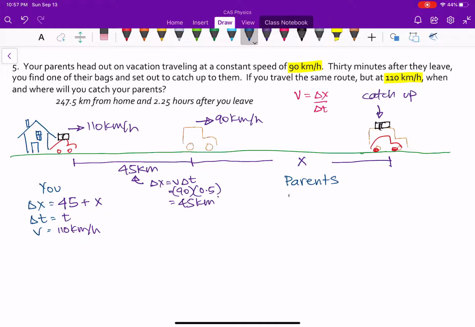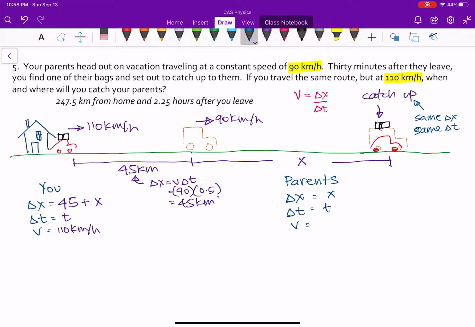Okay, so again, same variables: delta X, delta T, and V. Now, how far do your parents travel? We've already taken into account this 45 kilometers. It's almost like we're starting the clock once you leave the house, not once your parents left the house. So in this case, your parents only have to drive an additional distance of X because they're already at this location. They're already 45 kilometers ahead. And how long is that going to take them? Well, we don't know, but once you start the clock, assuming you catch up to them, that kind of implies you're at the same delta X at the same time, right?